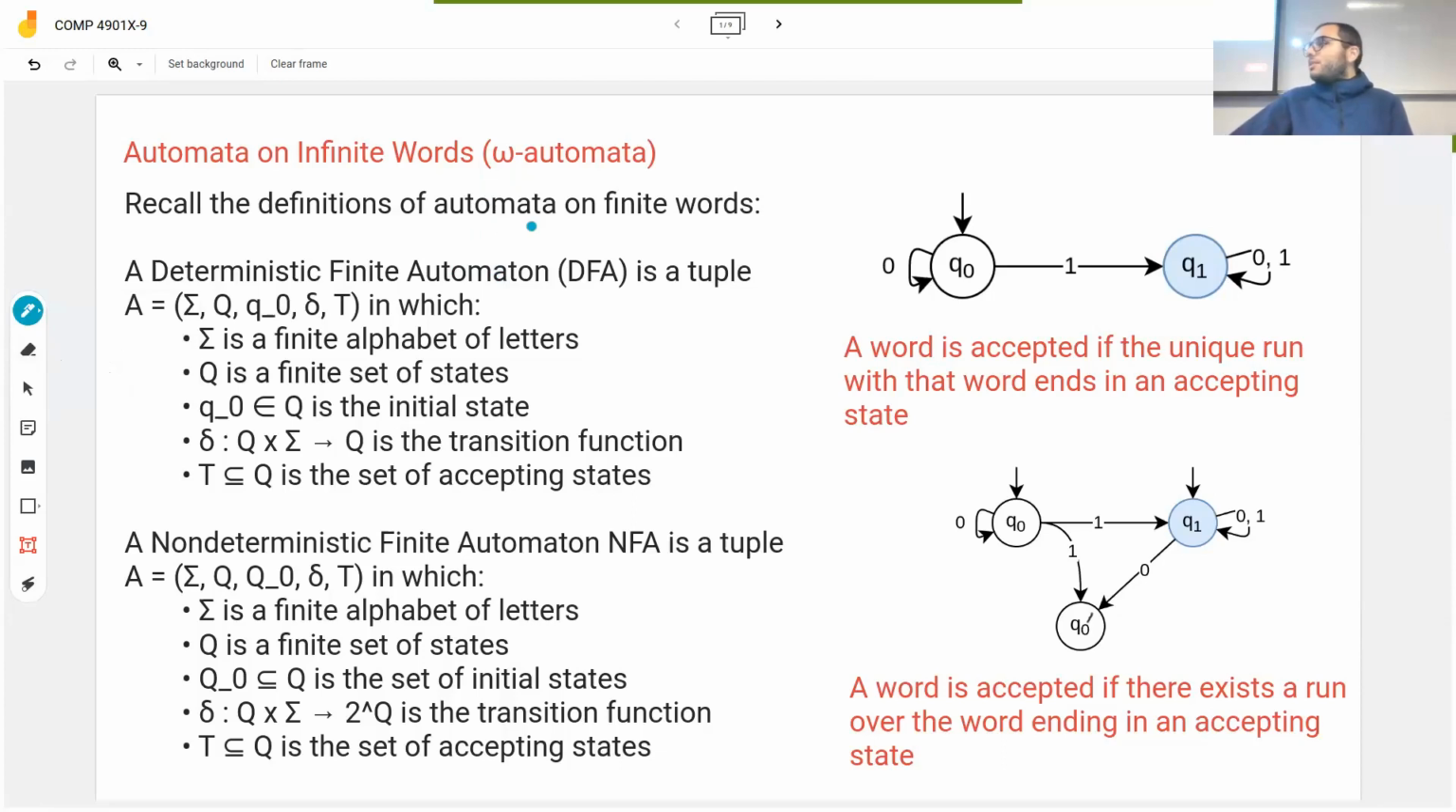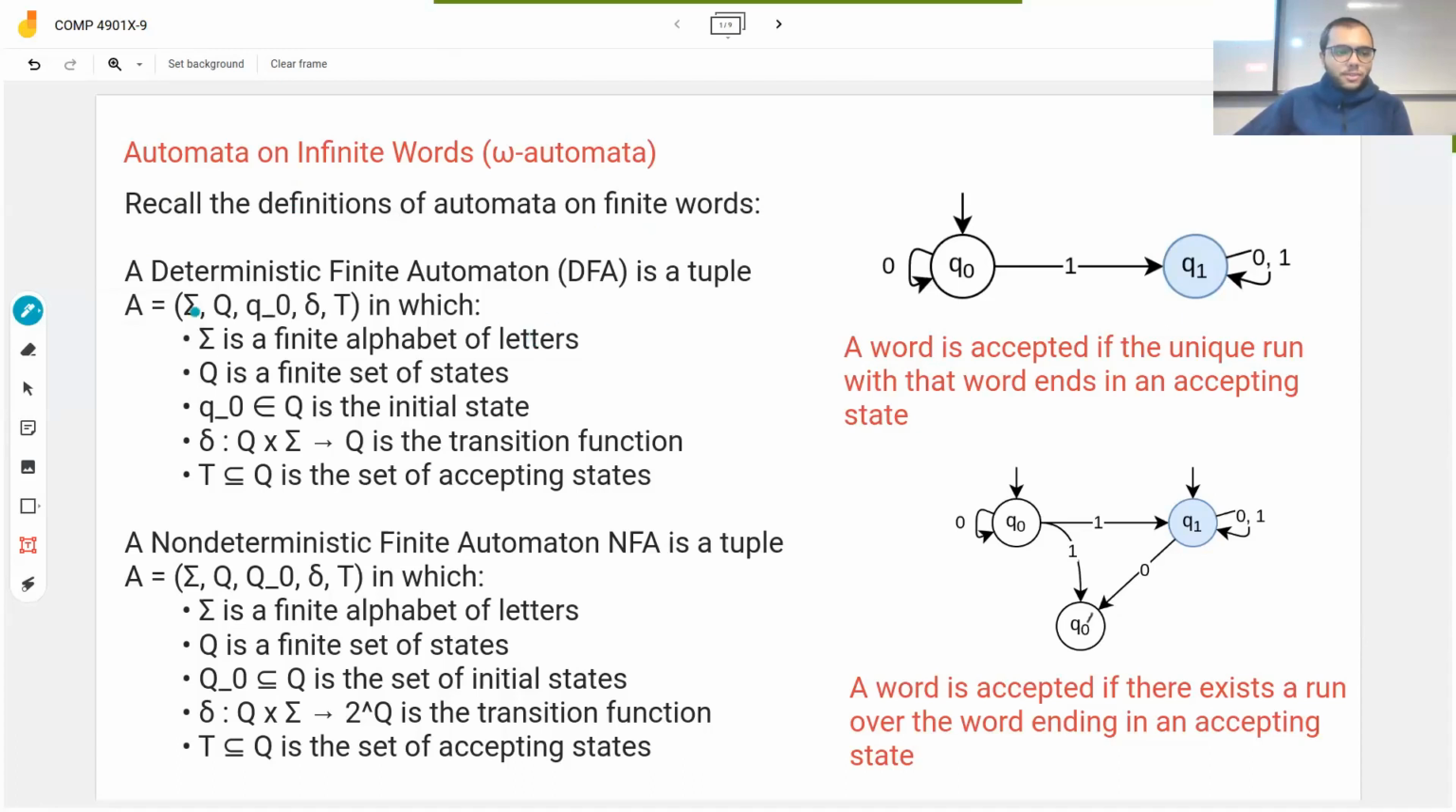So this is a continuation of what we were doing with the games. If you remember how our games worked, every play of the game was an infinite path on the game graph, right? So here I want to also have something similar. I want to have an automaton, and then I want the input to this automaton to be an infinite word, okay? But before that, let's just recall the definitions of automata on finite words.